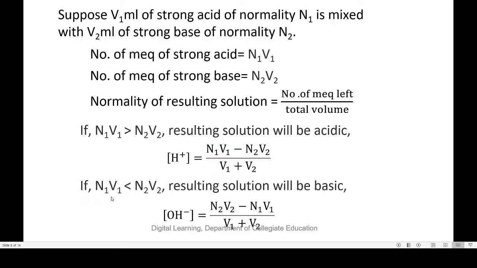Suppose the number of mass equivalents of strong base is more than the number of mass equivalents of strong acid, then the resulting solution will be basic and the normality of the resulting solution will be equal to the hydroxyl ion concentration, which can be calculated by the expression N2V2 minus N1V1 upon V1 plus V2.